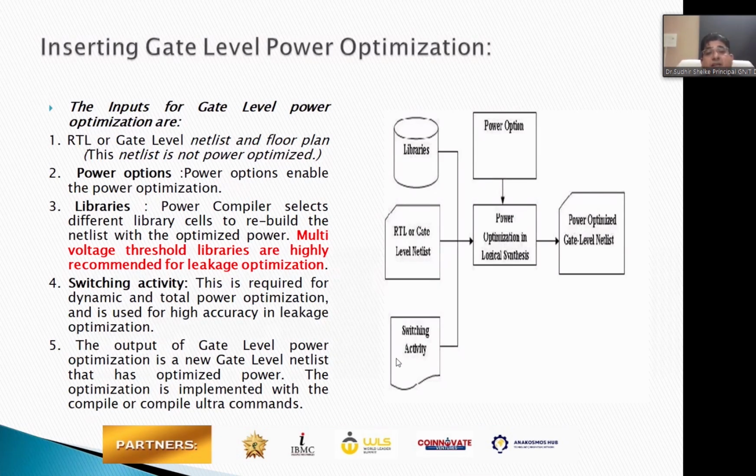So what is switching activity? This is required for dynamic and total power optimization and used for high accuracy in leakage optimization. Lastly, the output of the gate level power optimization is a new gate netlist that has optimized power by using all these inputs. The optimization is implemented with the compile or compile ultra commands, to be used further at the output level.